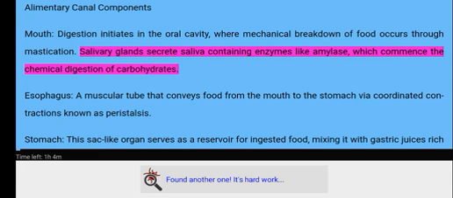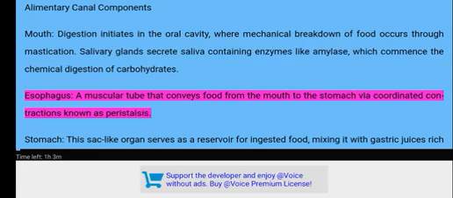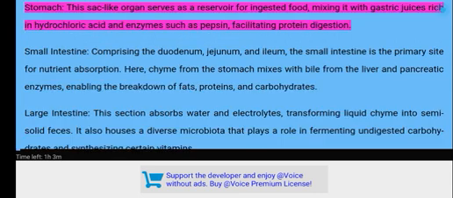Salivary glands secrete saliva containing enzymes like amylase, which commence the chemical digestion of carbohydrates. Esophagus. A muscular tube that conveys food from the mouth to the stomach via coordinated contractions known as peristalsis. Stomach. This sac-like organ serves as a reservoir for ingested food, mixing it with gastric juices rich in hydrochloric acid and enzymes such as pepsin, facilitating protein digestion.